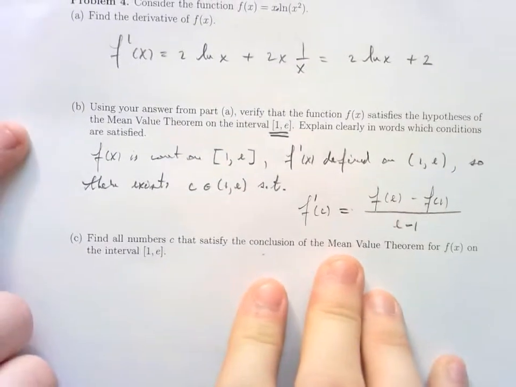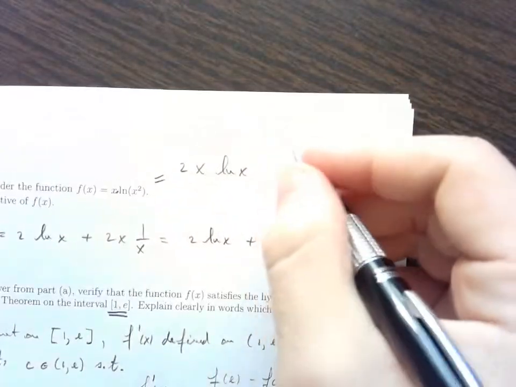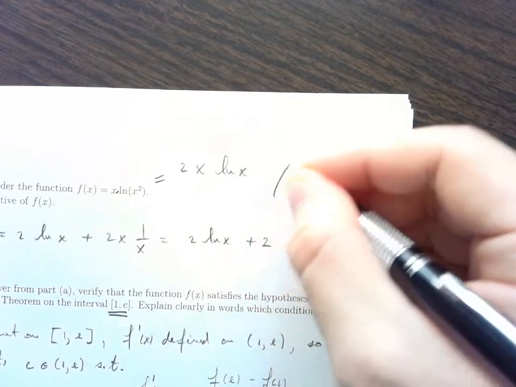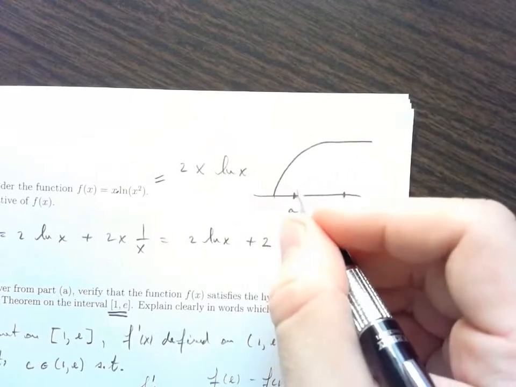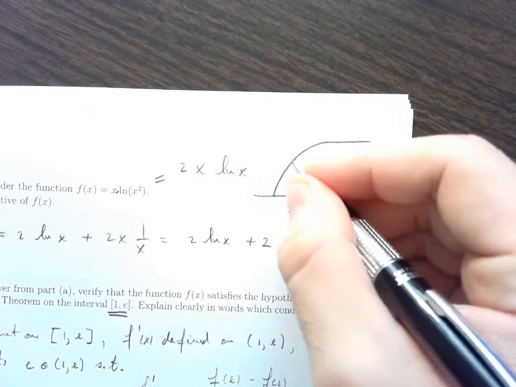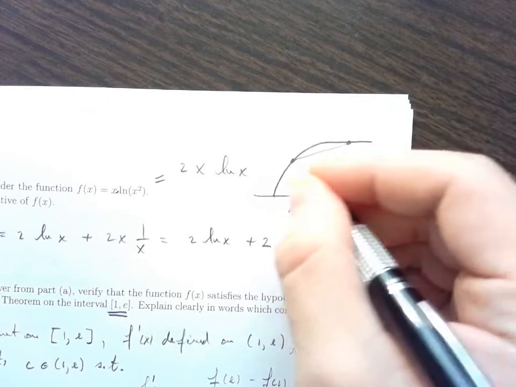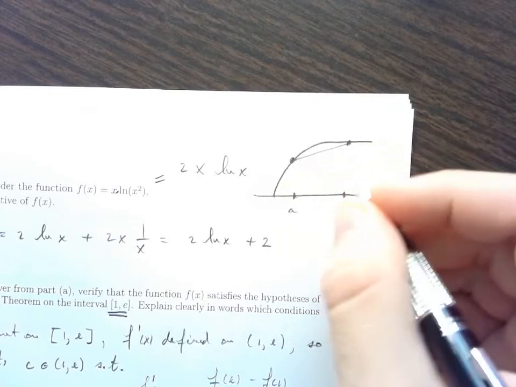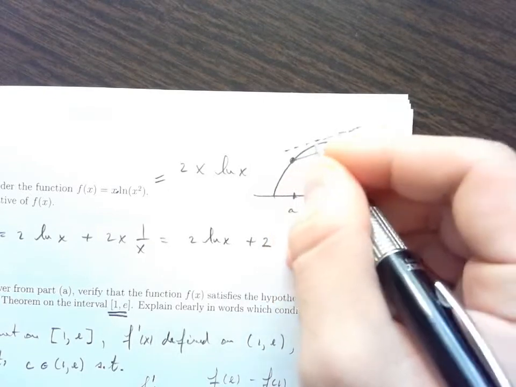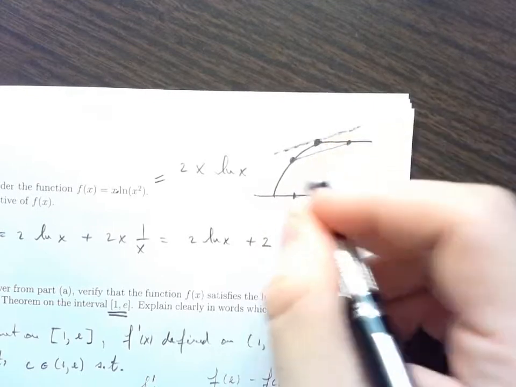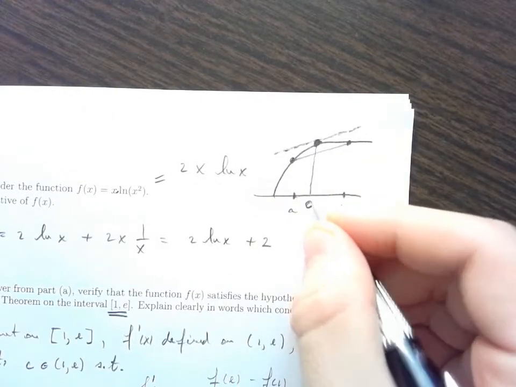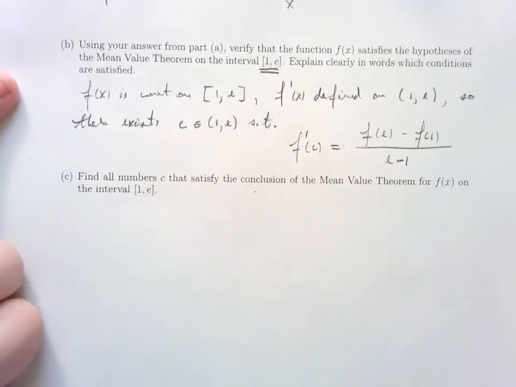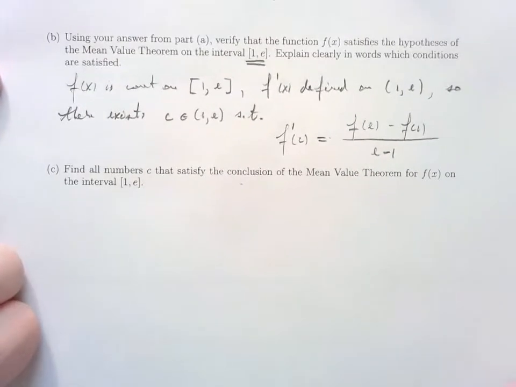And just to draw you a picture of what that's going to look like, let me do that up here. Basically what this is saying is that if I have some function that looks like this, differentiable everywhere from a to b, then whatever the average rate of change is here, which is the slope of the secant line, that's going to be attained by some tangent line over there. Okay, and this is the c that we're looking for.